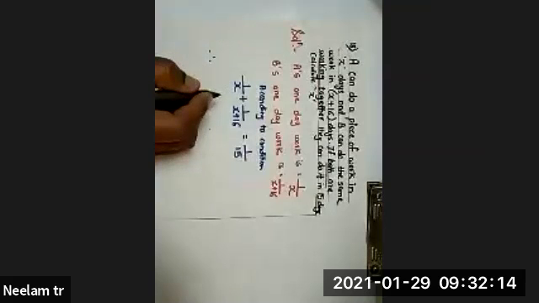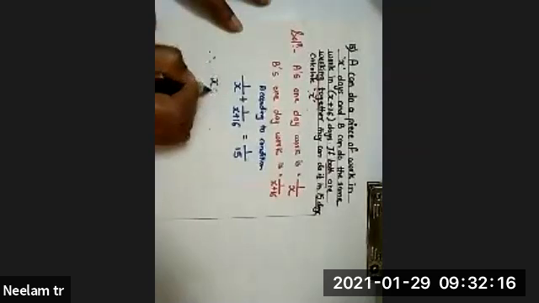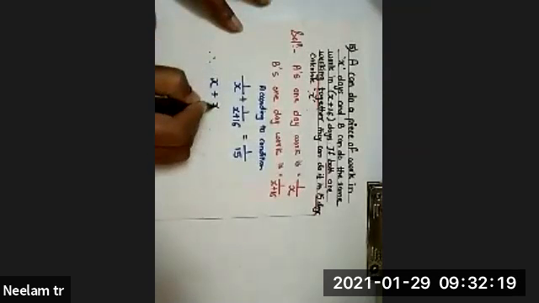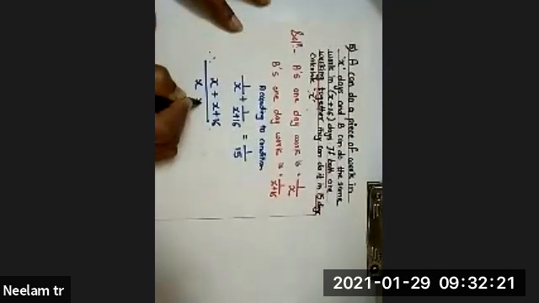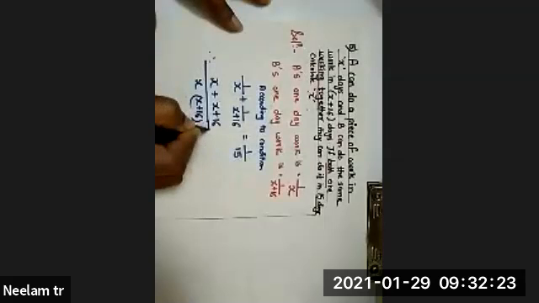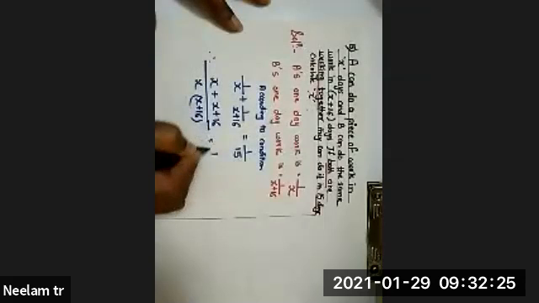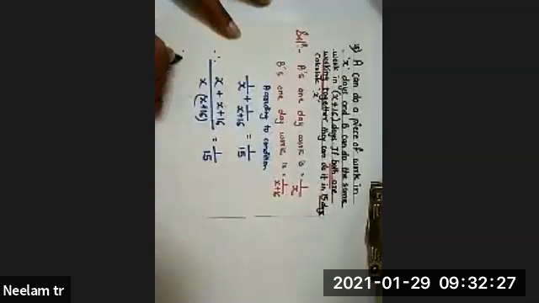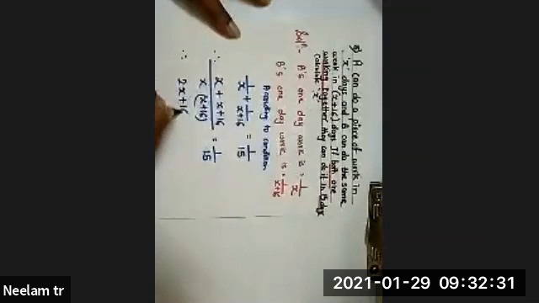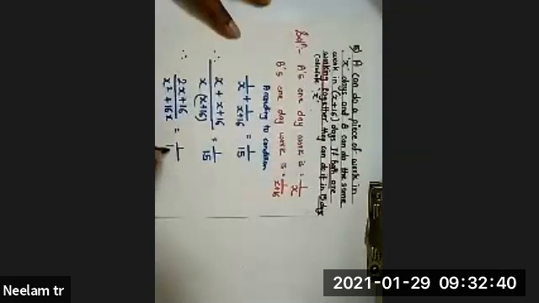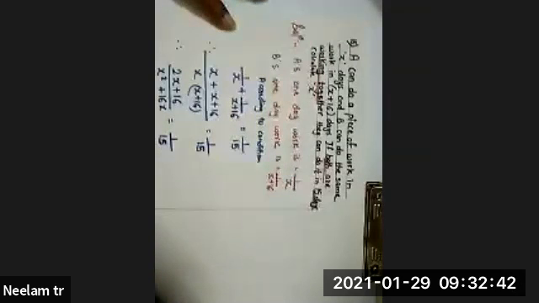Multiply it. x plus x plus 16. This will be x plus 16. This is your 1 by 15. Okay, so x plus x, that is 2x. 2x plus 16, x into x, square plus 16x is equal to 1 by 15.